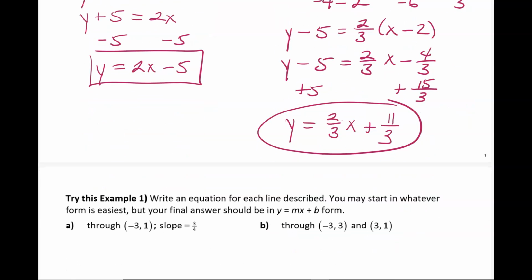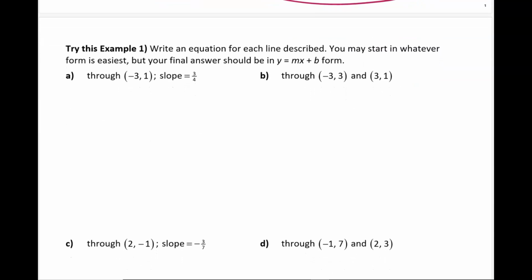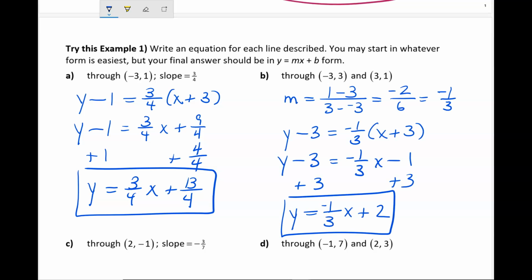All right, on the next page here, you're going to try this. Try the first one, write it first in point-slope form, and then convert to slope-intercept form. Pause the video and try this one. Okay, your equation in y equals mx plus b form should be y equals 3/4 x plus 13/4. Now try B. For this one, your equation ought to be y equals -1/3 x plus 2.